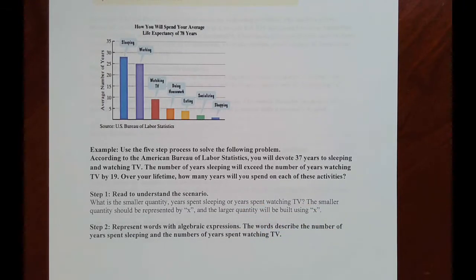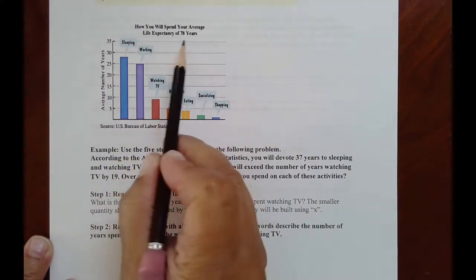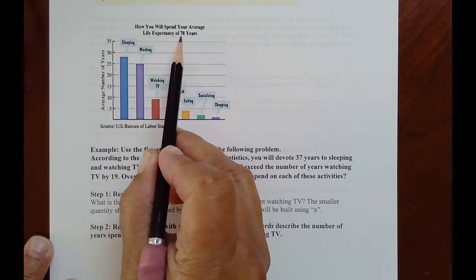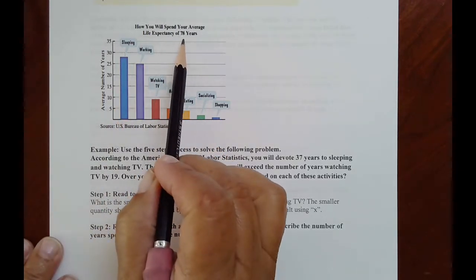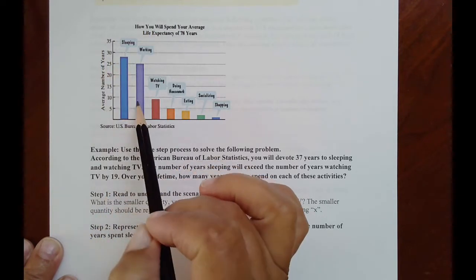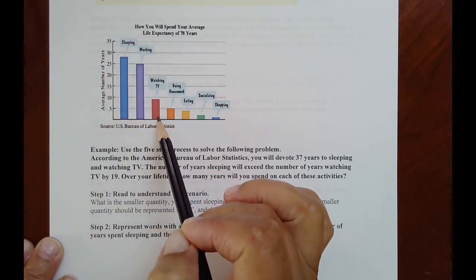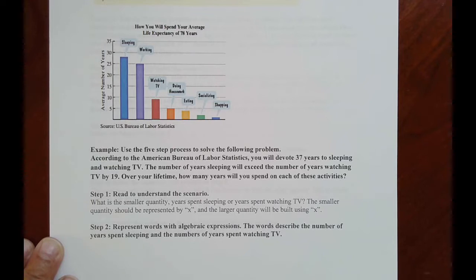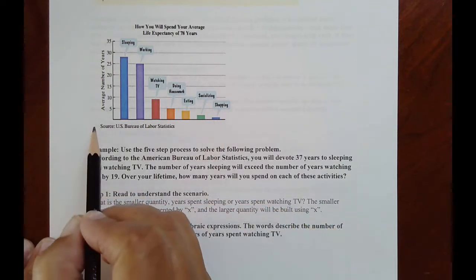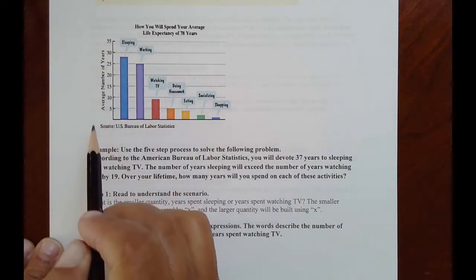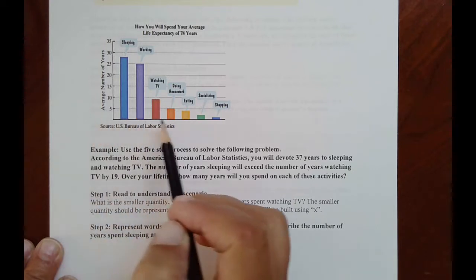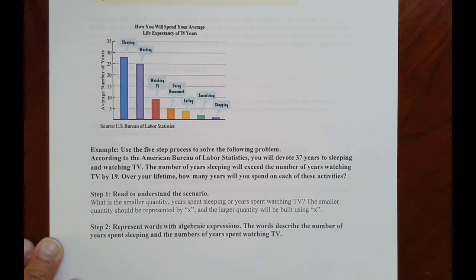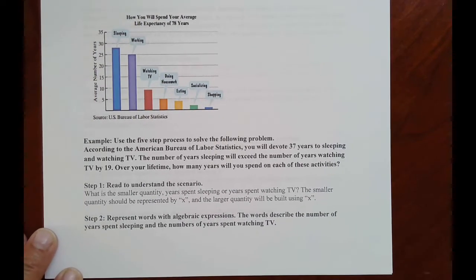Okay, so here is just a visual for you, a diagram that illustrates that over the span of 78 years, you spend a portion of that 78 years sleeping, a portion of it working, a portion of it watching TV, doing homework, eating, socializing, and shopping. And this is just a bar graph that shows how many years you spend doing each thing. These are the average number of years coming up the y-axis spent for each of these activities. So let's read the example that goes with this diagram.